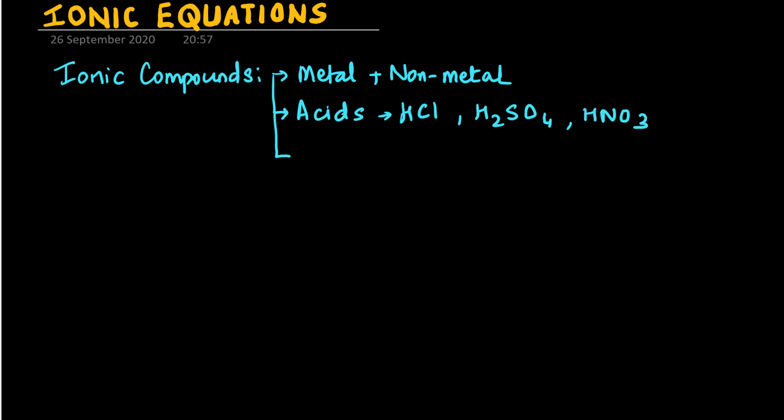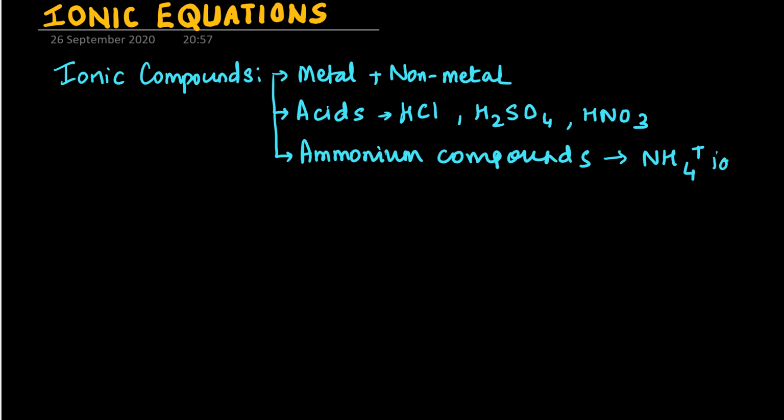It also includes ammonium compounds, and these contain the ammonium ions. These ammonium ions are present in ammonium compounds, and the formula of the ammonium ion is NH4+. So now this is about the ionic compounds.